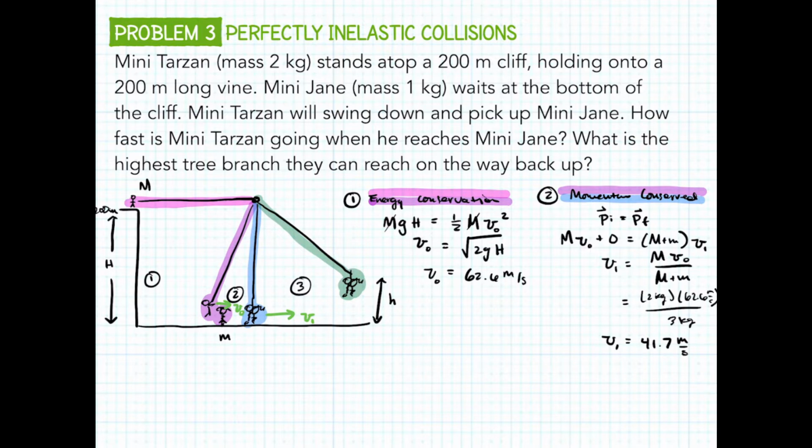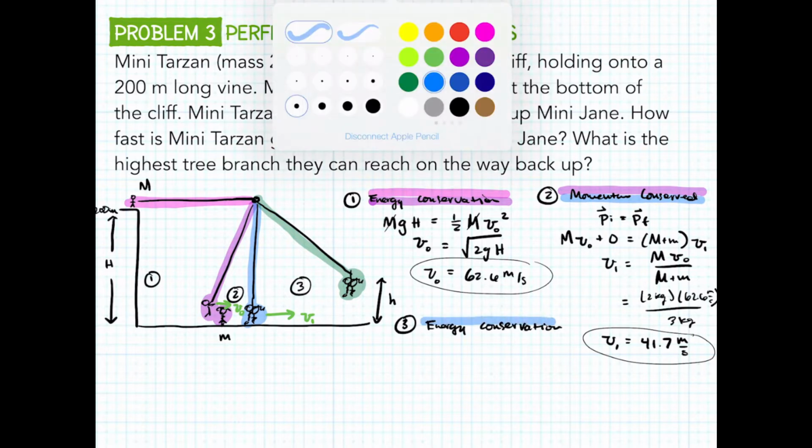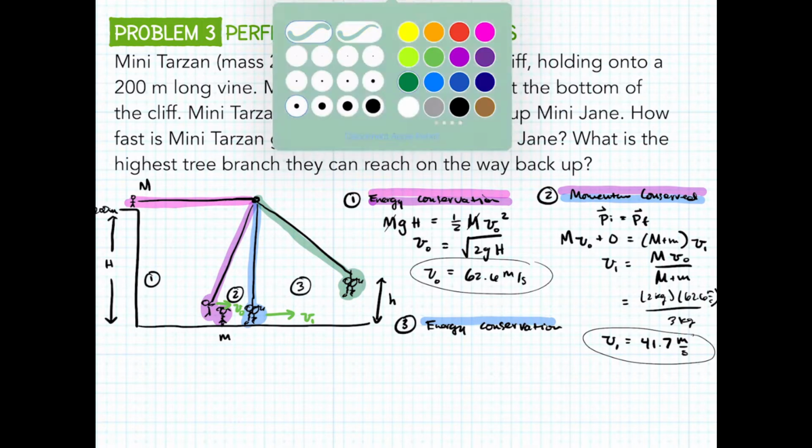Okay, so here's our initial speed, which it asked for. Then this is our speed after the collision, which we haven't been asked for. And then last but not least, we have another energy conservation problem, where we go from blue to green.